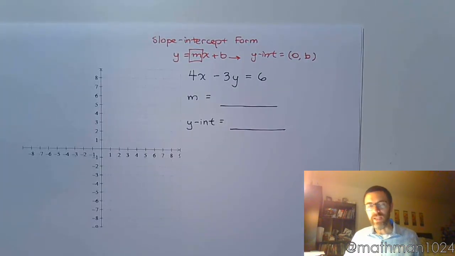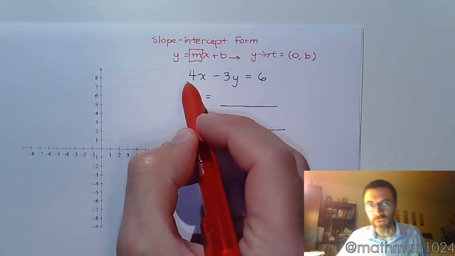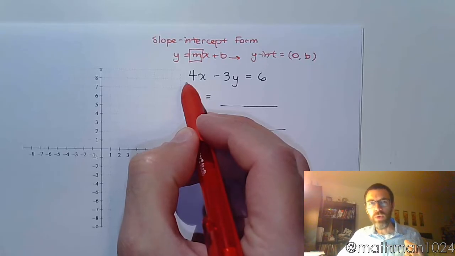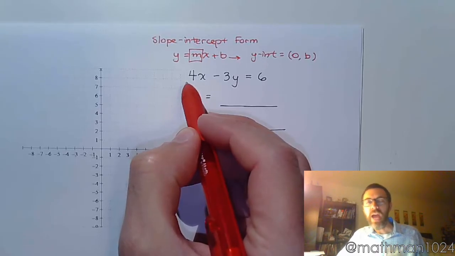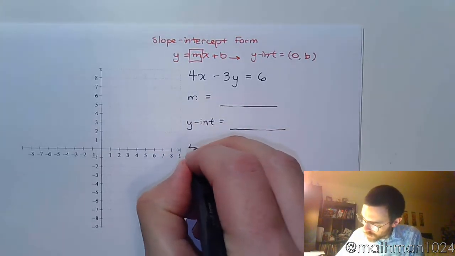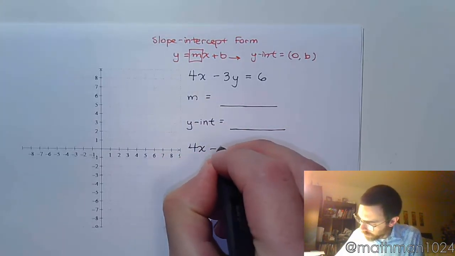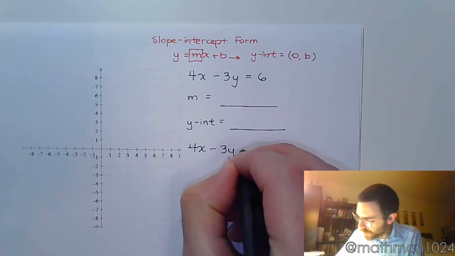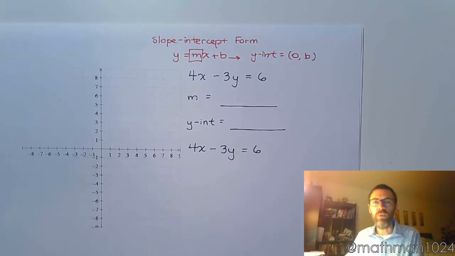So right now we can't identify this stuff that easily until we solve for y. A lot of students will say, oh, the slope is 4 because that's the coefficient of x. No, it's the coefficient of x after you have solved the equation for y. So that's what we're going to do first. We're going to rewrite this equation underneath. So 4x minus 3y equals 6. And we're going to take the steps to get y by itself.